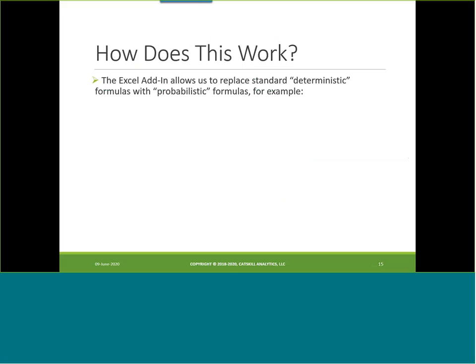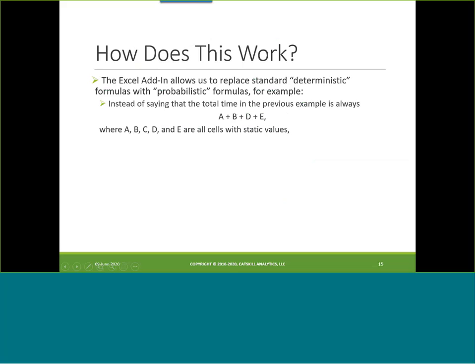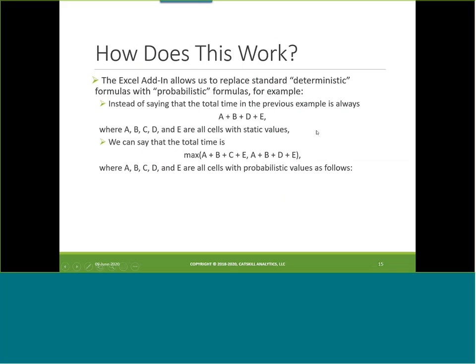So how does this work? As I said earlier, the Excel add-in allows us to replace standard deterministic formulas with probabilistic formulas. For example, instead of having a cell that says that the total time in the previous example is A plus B plus D plus E, where those are the cells with the static values, and we know that that's the critical path, we can say that the total time is actually the max of ABCE or ABDE.